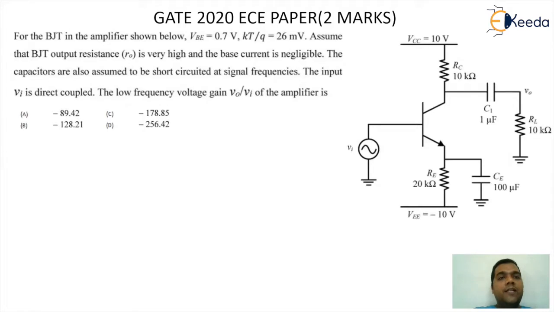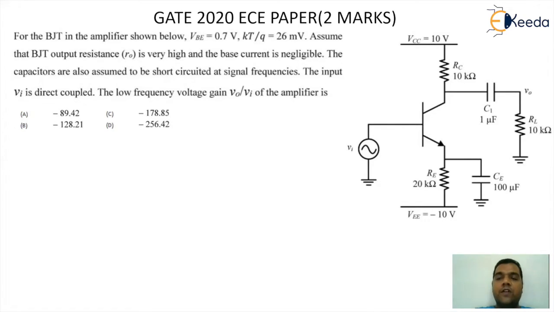for the BJT in the amplifier shown, the VBE value is 0.7 volt, KT by Q is 26 millivolt. Assume that the BJT output resistance RO is very high and base current is negligible. The capacitors are also assumed to be short circuited at signal frequency. The input VI is direct coupled. The low frequency voltage gain VO by VI of the amplifier is.